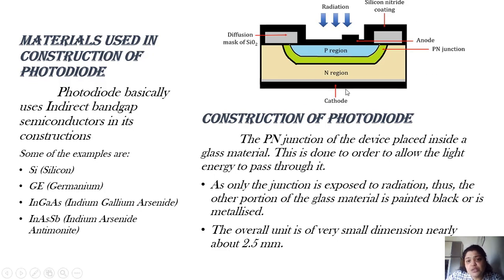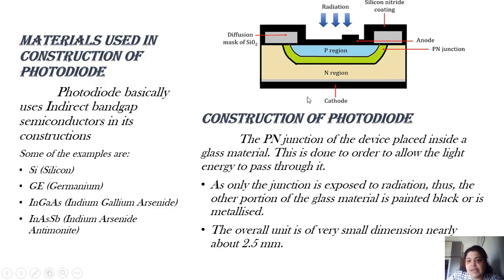The same thing is not required at the back end, and that is the reason the black colored shown here is the metal coating. The PN junction of the device is placed inside the glass material. This is done in order to allow the light energy to pass through it. Because if you cover it with metal, the light won't enter the PN junction and we will not get electron release. As only the junction is exposed to the radiation, the other portion of the glass material is painted black or is metallized.